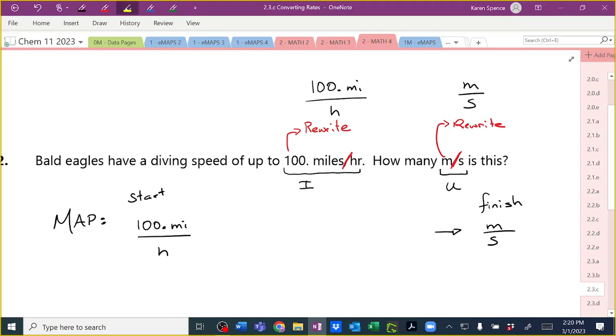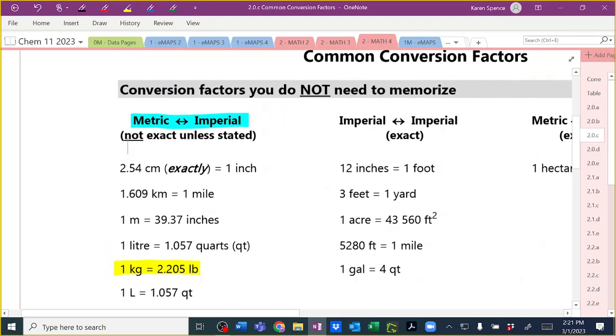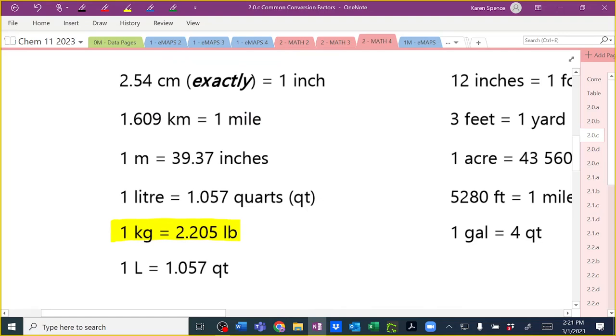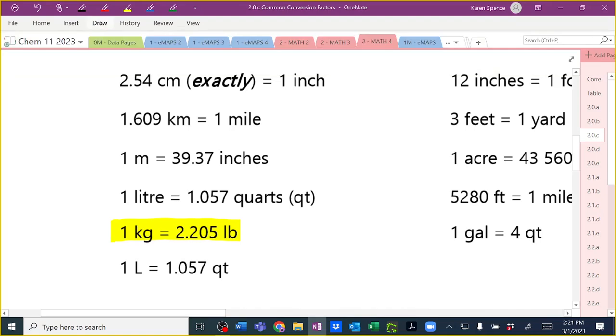Does anyone know a conversion factor between miles and meters? I don't. So if you don't, that's okay too. Let's look at our chart of common conversion factors and see if there's something useful in there. So we're wanting to get from miles to meters, and so we're going to look in this section that has imperial stuff because that's miles. Do you see miles anywhere? We got some miles.